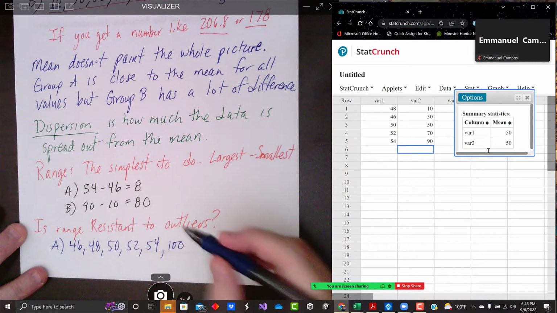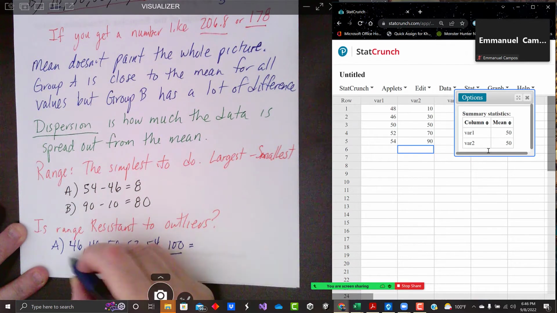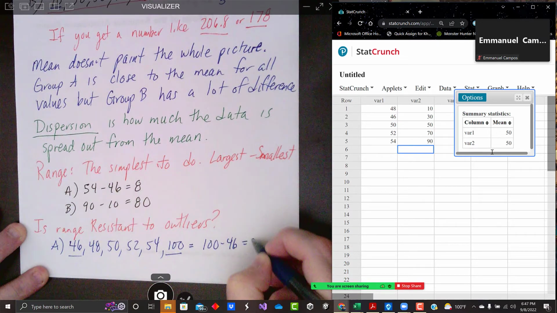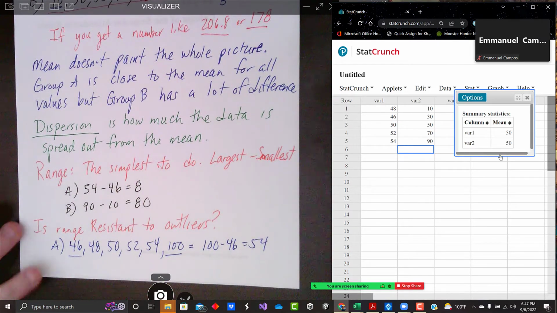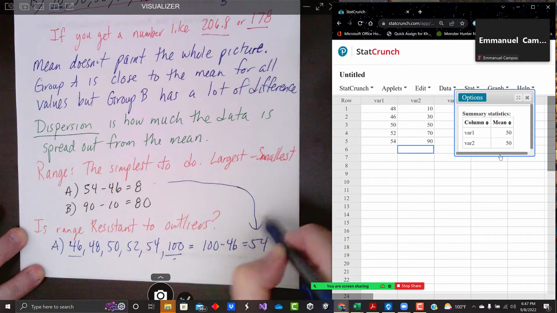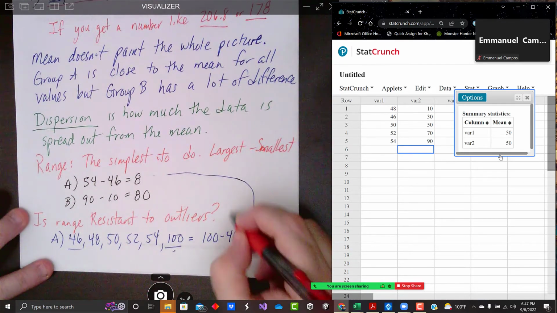Now when I do largest minus smallest, it's going to be 100 minus 46, which is 54. So the 100 is an outlier. It's nowhere near 46 to 54. And it drastically changed the range. The range went from 8 to 54. The range is not resistant to outliers.